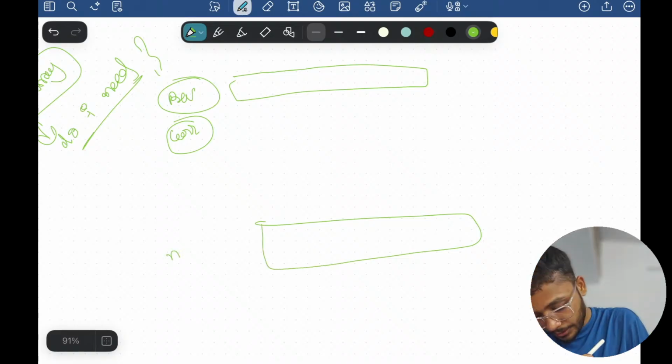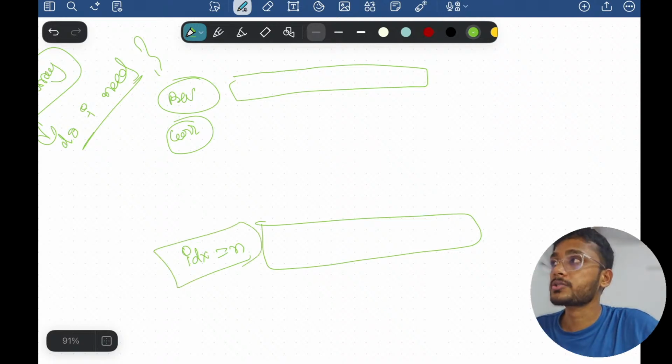When n equals n, I mean when index equals n, what will be the scenario? That means you already exhausted all the elements.